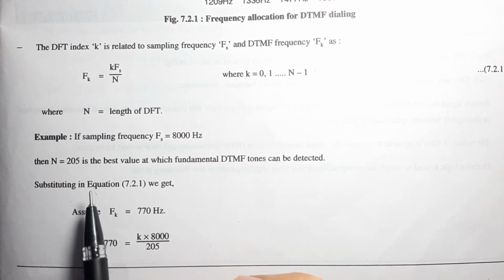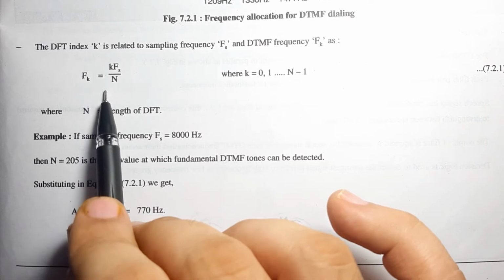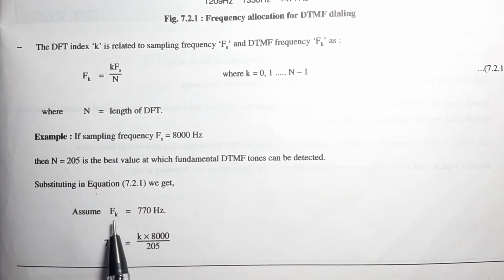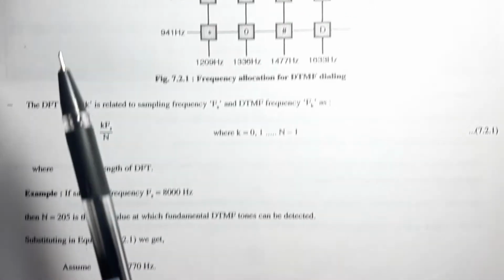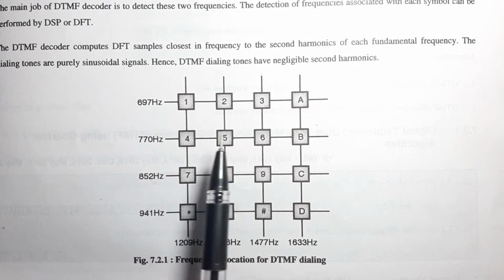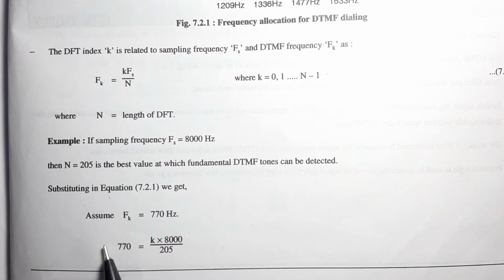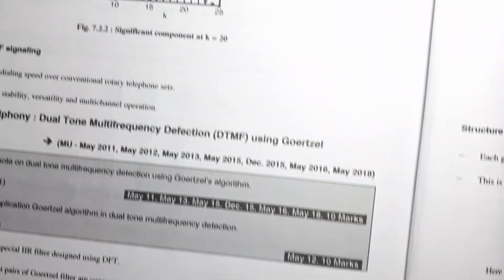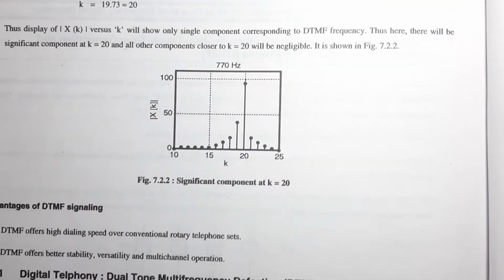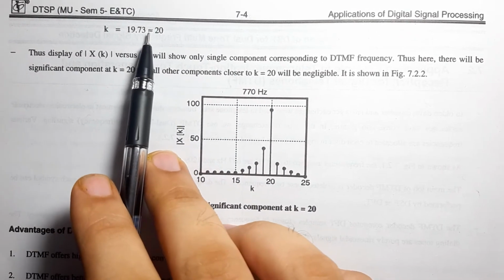So, substituting in equation 7.2.1, the one which was present over here. Now, assuming your f of k is 770 hertz, that means we are considering the row of 4, 5, 6 or B, the alphabet B over here. Then in that case, your 770 equals k into 8000 by 205. So your value of k turns out to be 19.73, which is then rounded off to the value 20.